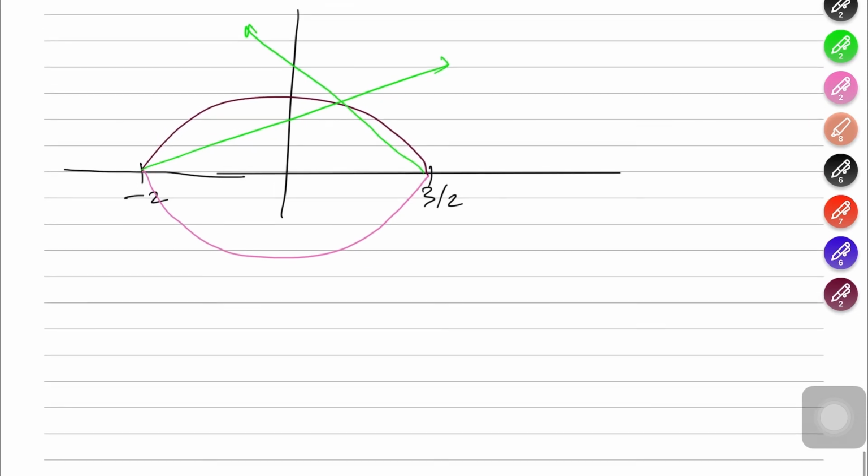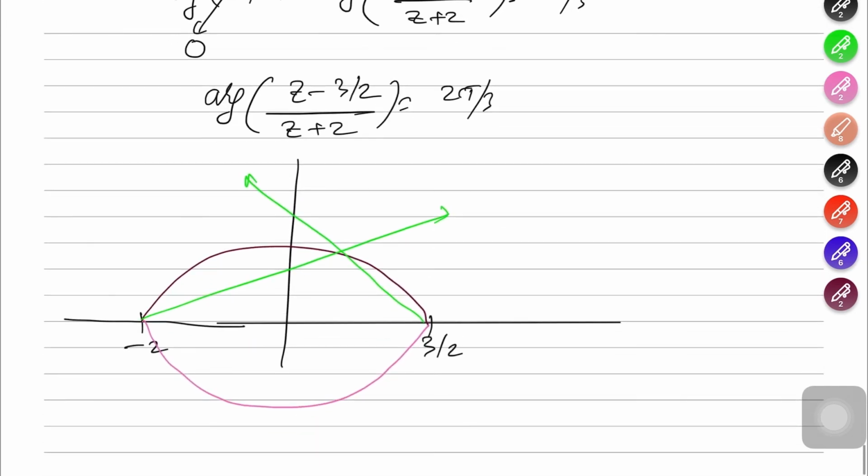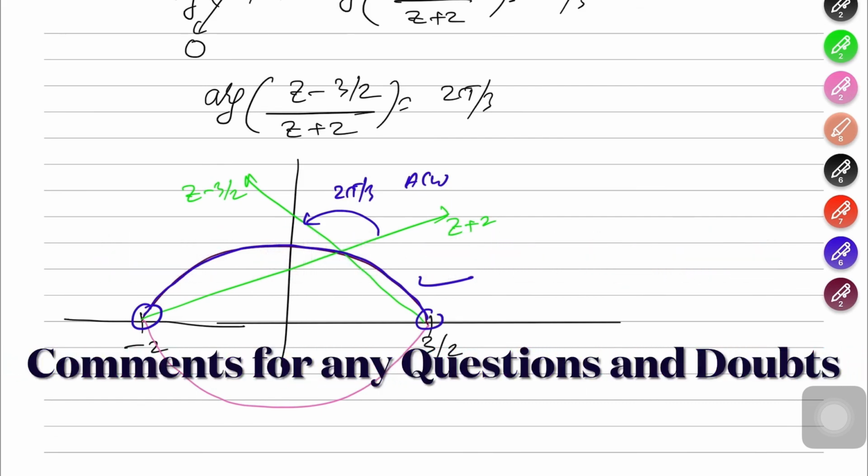Same way here we'll see. Our locus should be starting from z plus 2 and ending at z minus 3 by 2. So this is z plus 2 and this is z minus 3 by 2. So starting from z plus 2 and ending at z minus 3 by 2, that is 2 pi by 3, and that is anti-clockwise. So this is the correct locus. This is the required locus, and obviously these points are excluded.